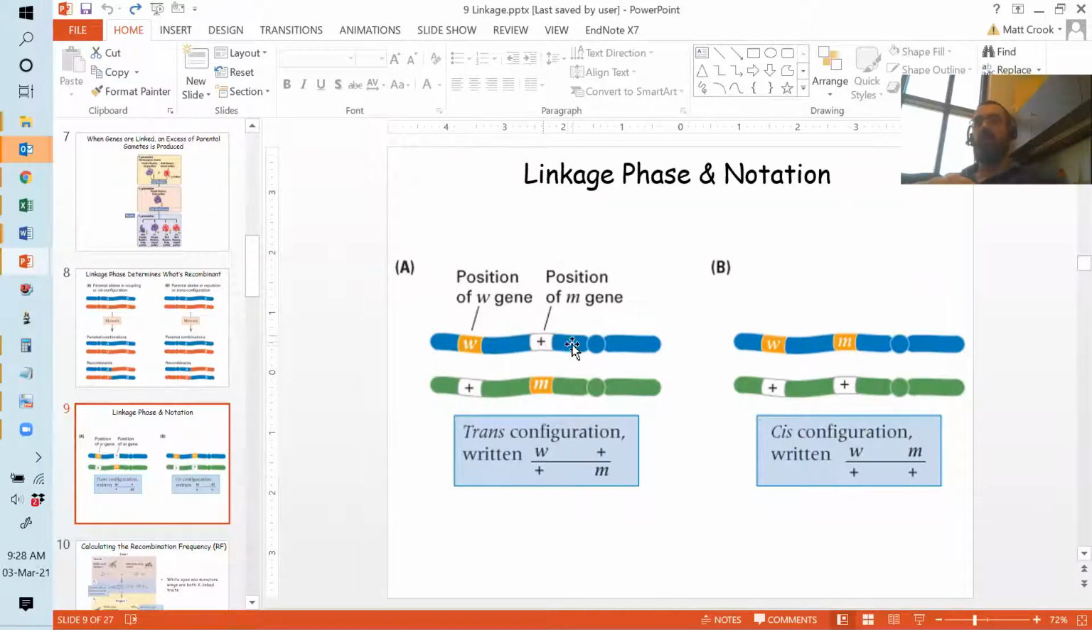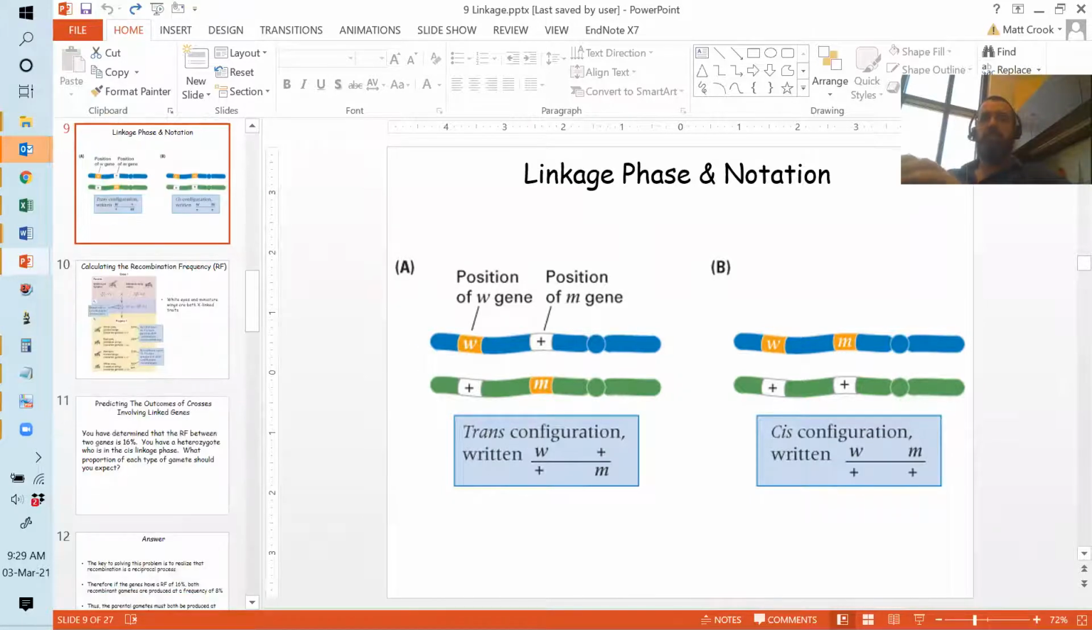So if we have trans, we have W plus, plus M. If we have cis, we have both the same, WM on one and plus plus on the other. Okay, those are just terminology and notation, language stuff, essentially.